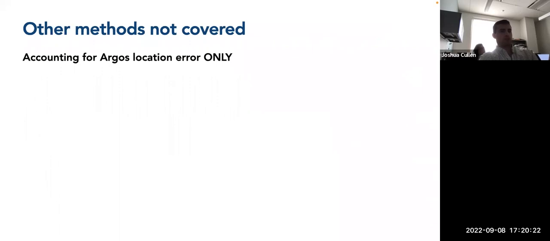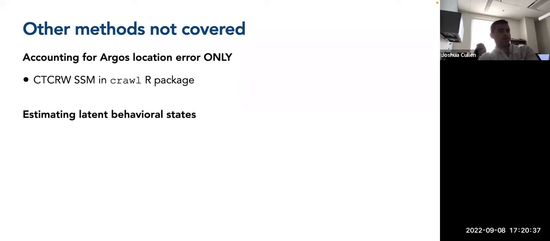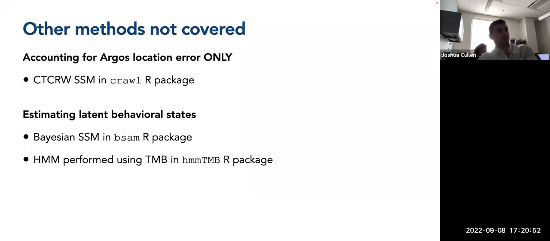So other methods that were not covered today, but that account for Argos location error, include a continuous time correlated random walk state-space model and the crawl package, which can be useful, but does not estimate behavior at all. If you want to estimate latent behavioral states, like I've mentioned throughout this presentation, you can use the BSAM package, but that's an older package and works much more slowly. So I suggest staying with foieGras if possible.